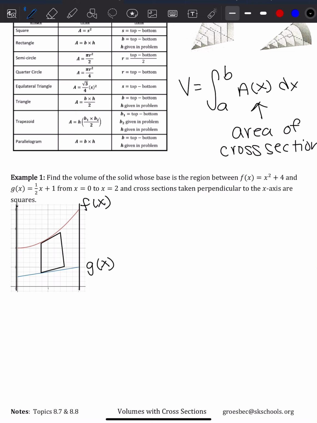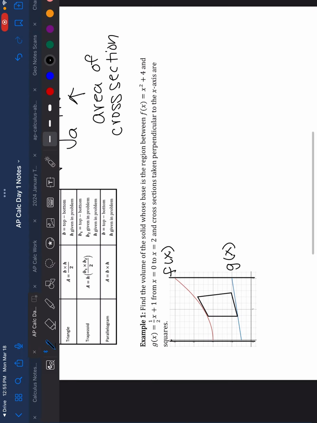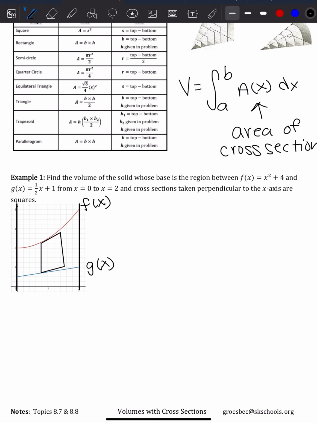So these squares, there's a bunch of them, but it's like if this was the bottom, like if you were to lay it on the table, these squares would be going straight up to the ceiling. So we're going to figure out what the area of this square is, and then we're going to take that area equation and integrate it over our bounds. So first thing we want to figure out is the area of our square.